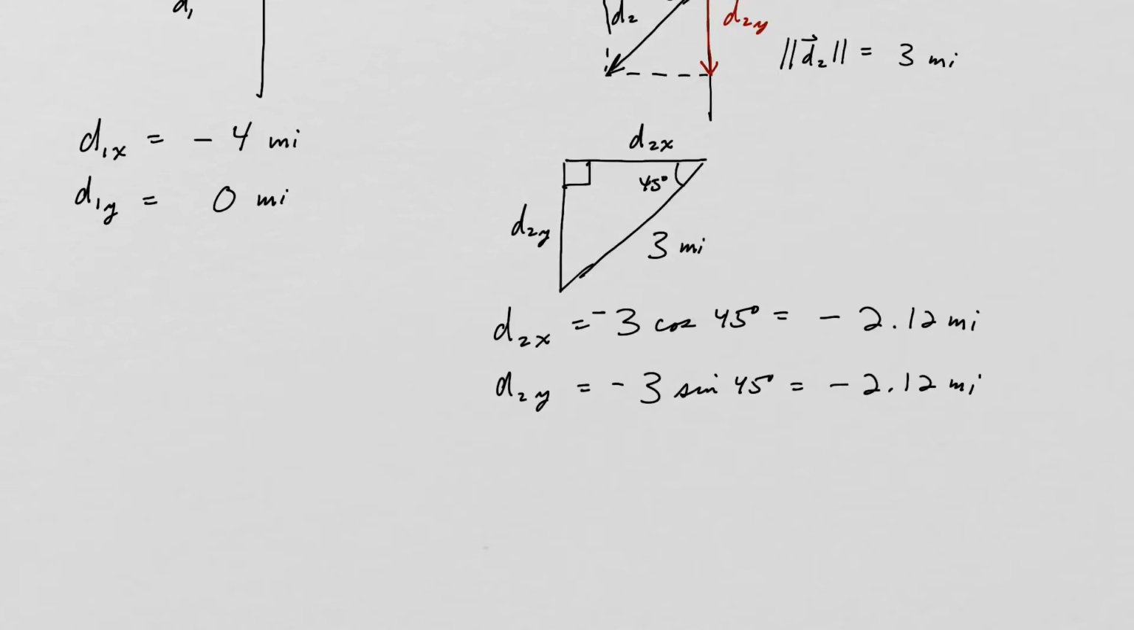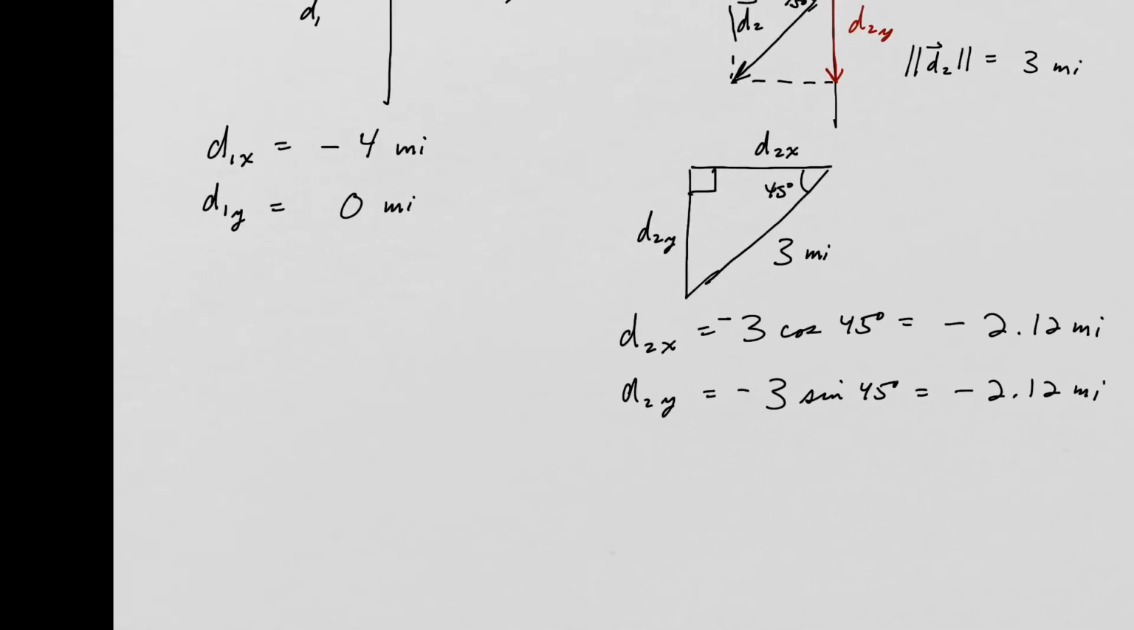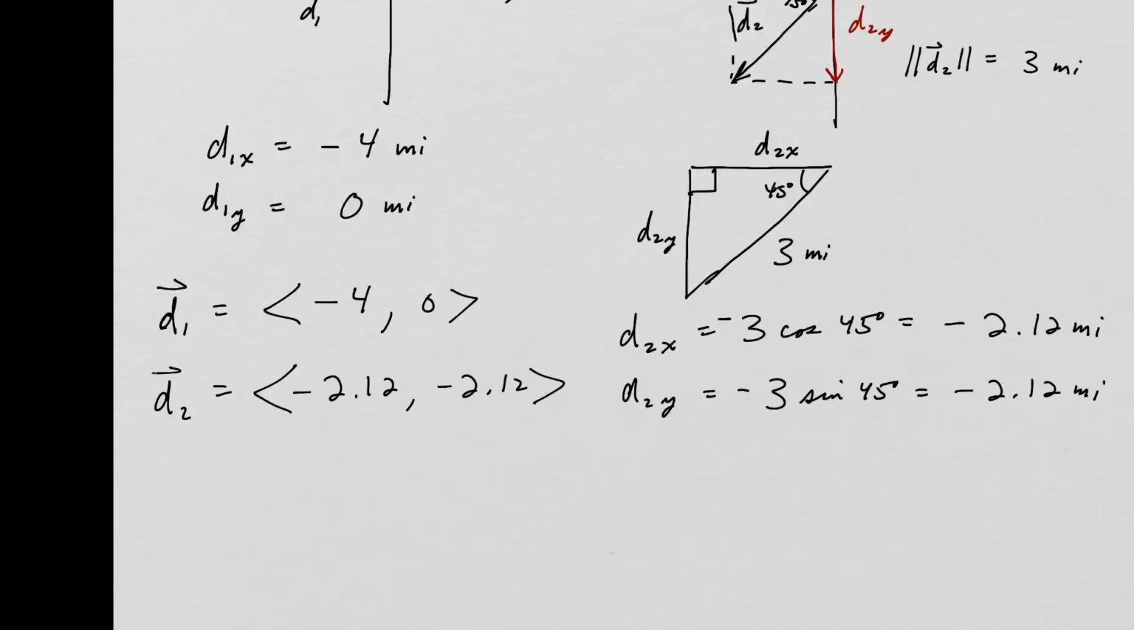If I use the same notation that OpenMath uses, then I could say D1 is, using angle brackets, negative 4 comma 0, and D2 is negative 2.12 comma negative 2.12.